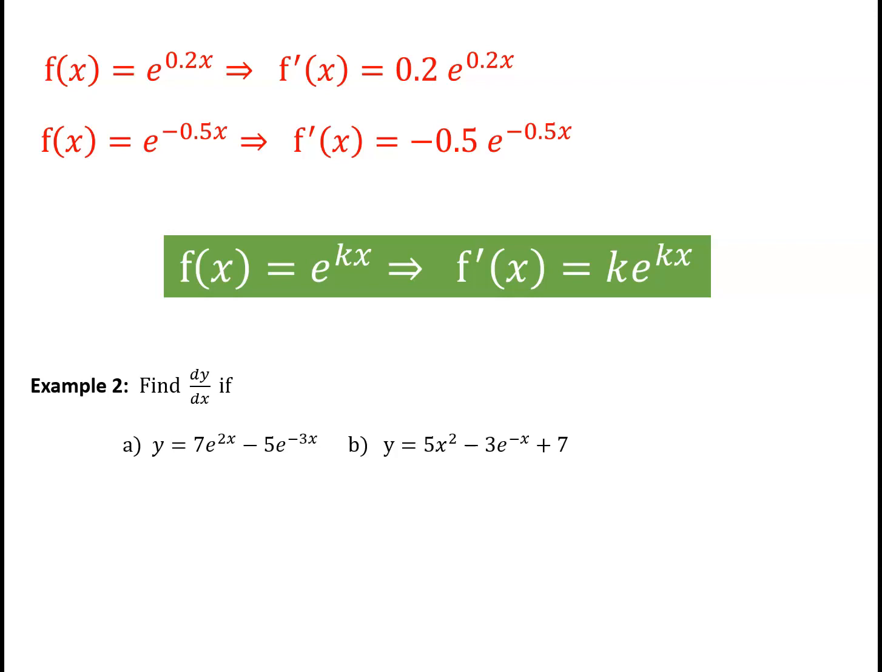So, for a second example, if we want to find the gradient rule, if we want to find dy by dx if y equals 7e to the 2x minus 5e to the minus 3x, then we've got dy by dx is going to be 7 lots of the gradient of e to the 2x, in other words 7 times 2e to the 2x, minus 5 times the gradient of e to the minus 3x, which is going to be minus 5 times by minus 3 e to the minus 3x, which simplifies to 14e to the 2x plus 15e to the minus 3x.